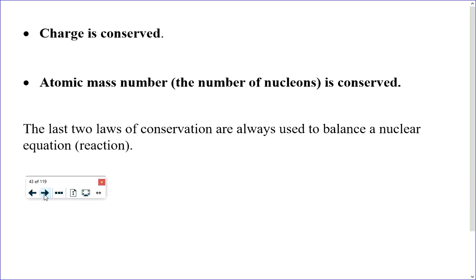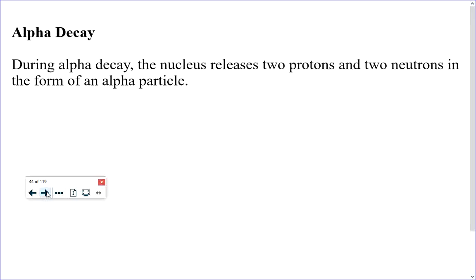So we use these last 2 ideas to balance a nuclear equation. For the examples, you're going to need your formula sheet. Maybe you won't need your formula sheet, but you're probably going to want to have your formula sheet. You'll definitely need your periodic table, a calculator, something to write with. What happens during alpha decay is 2 protons and 2 neutrons, which is the structure of an alpha particle, are kicked out of the nucleus. Okay? That's what happens.